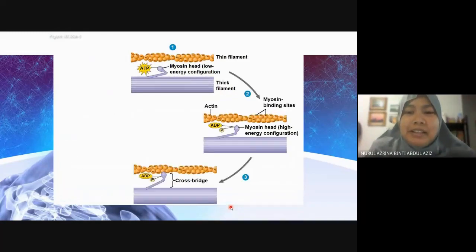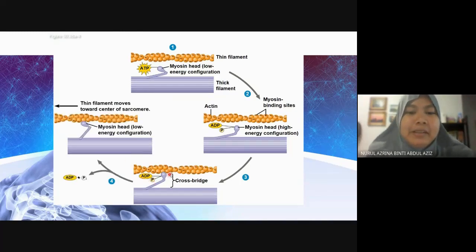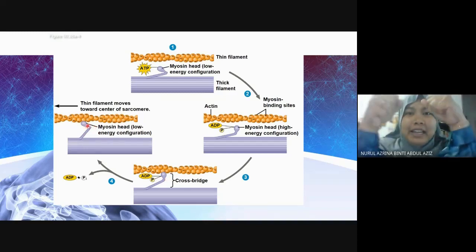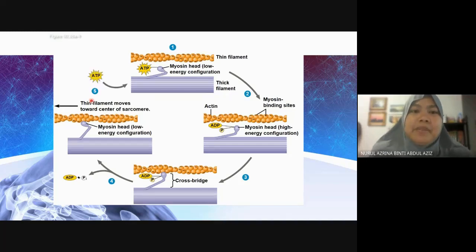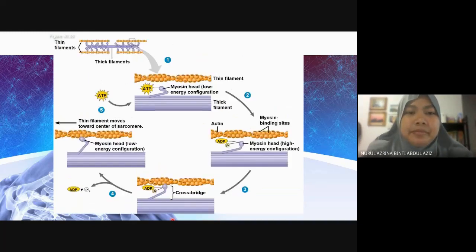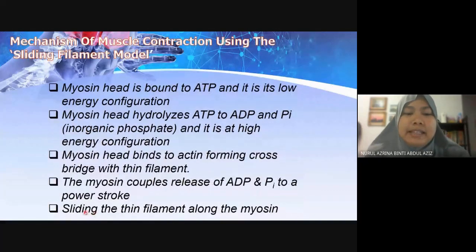Okay, right. Okay, so this tadi jadi forming cross bridge. And then what happened? Ni, the myosin head couples the release of ADP and phosphate to form a power stroke. You can see, nampak beza bentuk dia. So dia macam tarik, as if like macam ni. Tarik. Okay, right. And then what happened? The thin filament is moved towards the center of sarcomere. Okay, so your muscle will contract. Okay. Next, what happened? Okay, so ni tadi the sliding of thin filament along the myosin toward the center of sarcomere. Okay, next what happened?